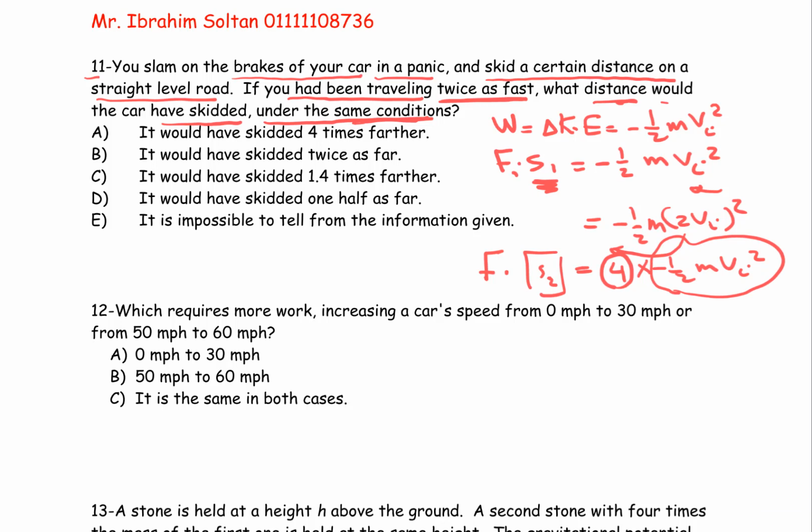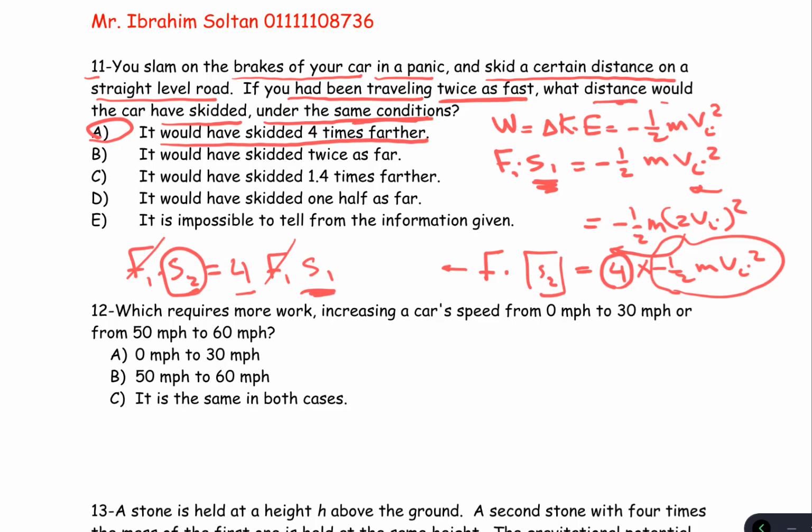So S2 equals 4 S1. So F1 goes with F1, so S2, the second distance, when you double the speed, equals 4 times the first distance. So it would have skidded 4 times farther. So take care, guys, when you are driving.